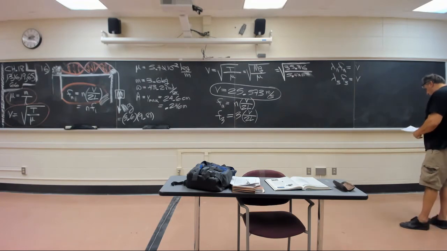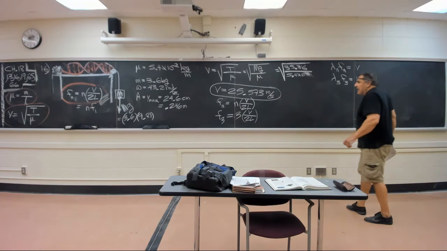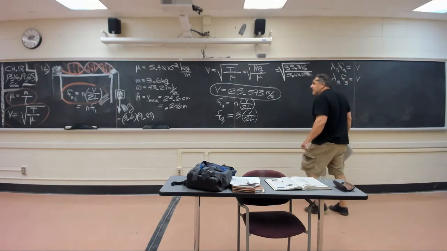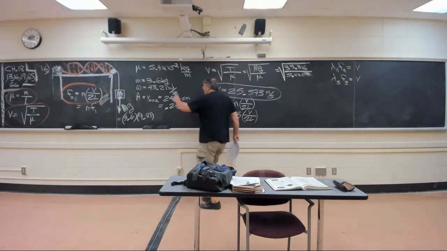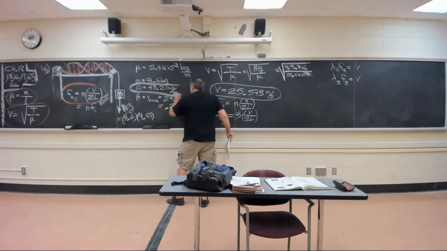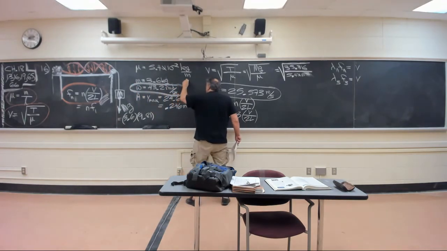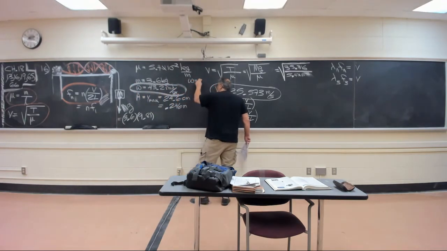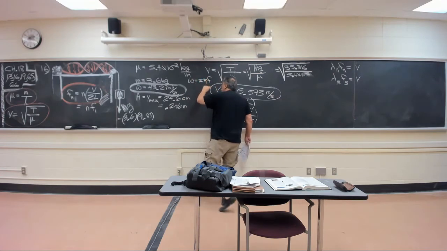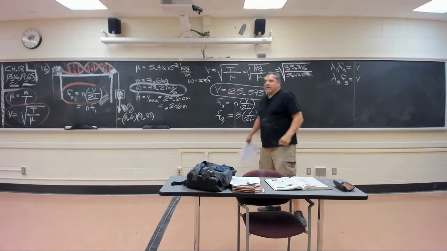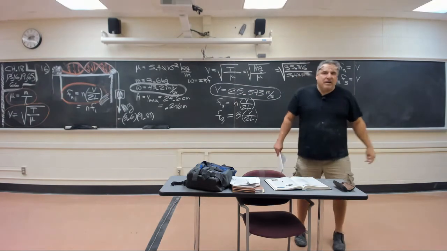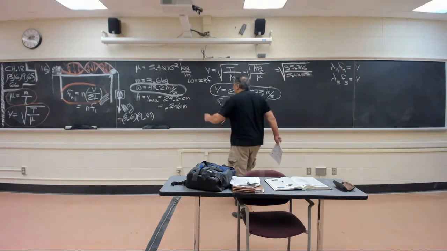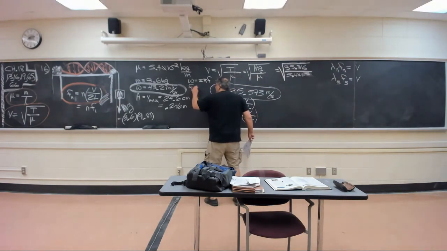I could say a couple things here. It was escaping me, guys. This guy right here gets us out of the woods. Omega is 2 pi times f. So f is equal to omega divided by 2 pi.